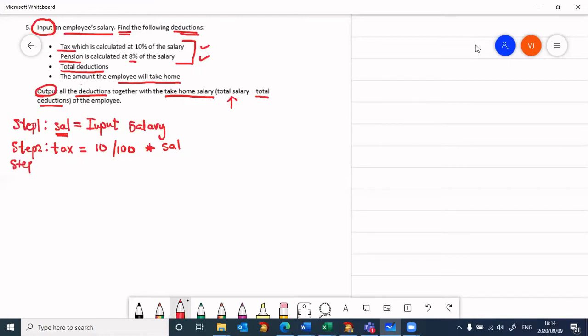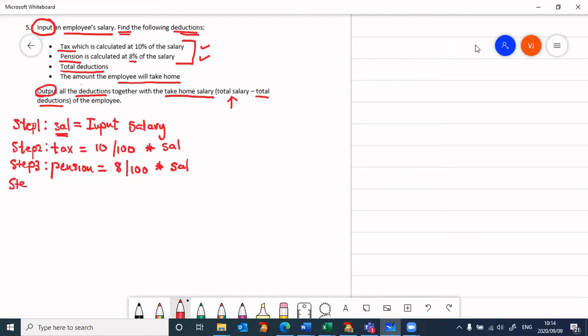Step 3, pension is calculated at 8% of the salary. So pension equals, 10% is 10 over 100, 8% will be 8 divided by 100, and it's 8% of the salary times sal. So I now have the pension. I'm done with the tax and the pension. Now we need to find the total deductions.